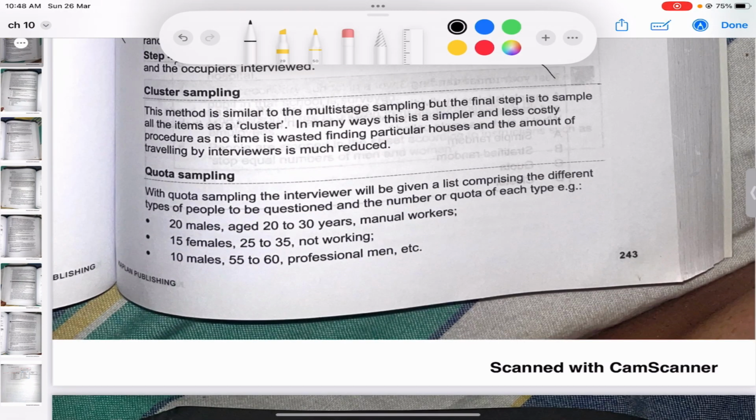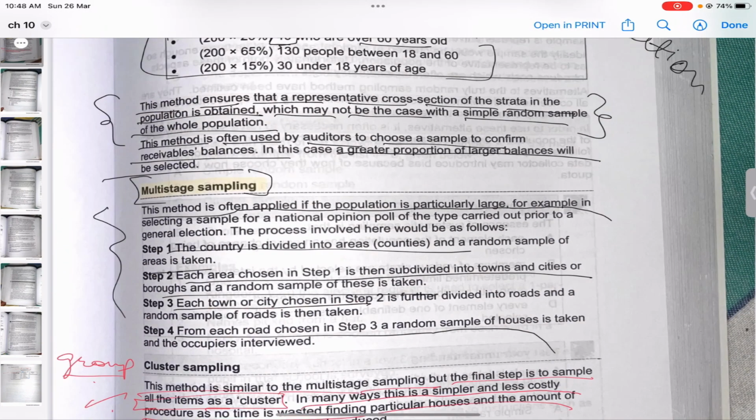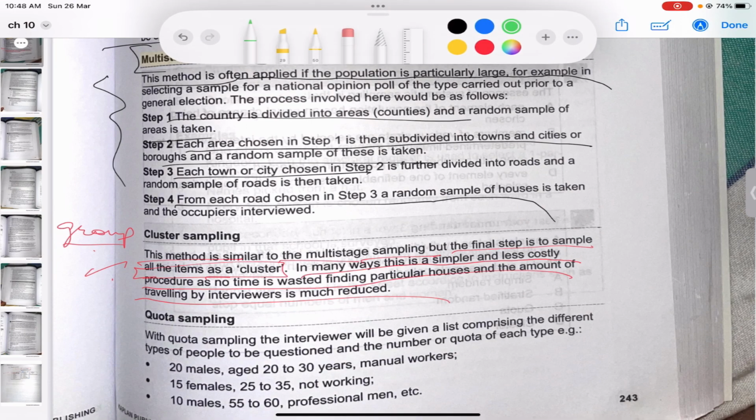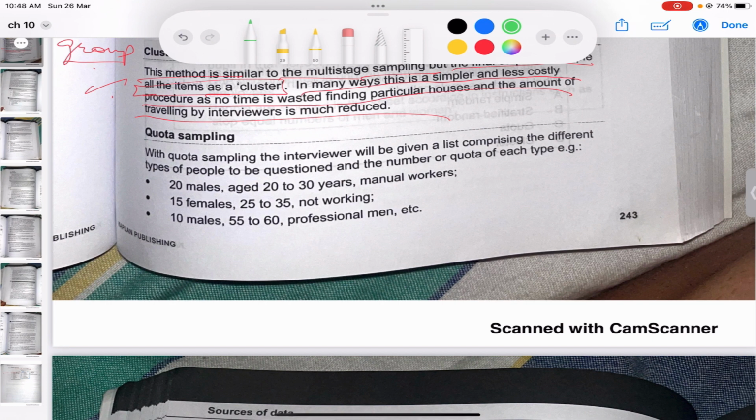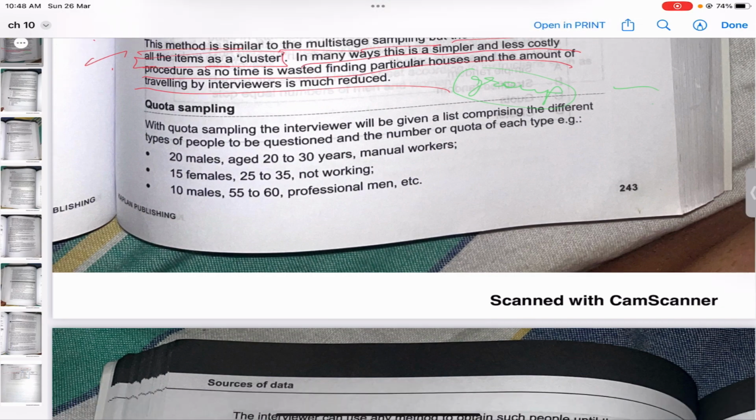Okay, now we have cluster sampling. What do you understand by cluster? Cluster is like a group, right? I hope you know that. This method is similar to the multi-stage sample, but the final step takes all items as a cluster. In many ways, it is simpler and less costly. So what is the difference between cluster and multi-stage? The last step of multi-stage involves a random sample of houses taken from the last row. But when we're talking about cluster, the final stage is always done in a group. So that is the difference between cluster and multi-stage.